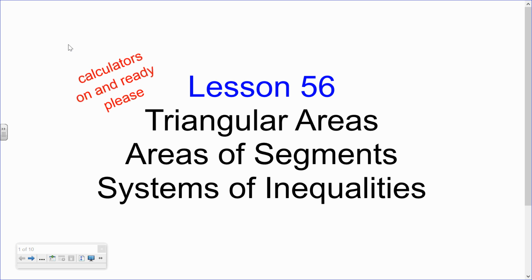First thing today, we will be talking about a new way of figuring areas when we aren't quite given all of the information we're used to needing for our triangle area formula. Then we will be looking at the systems of inequalities in the coordinate plane and how we graph those.